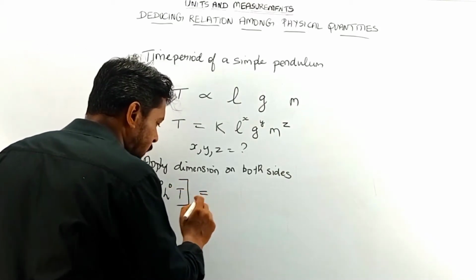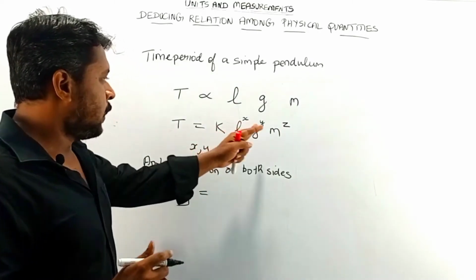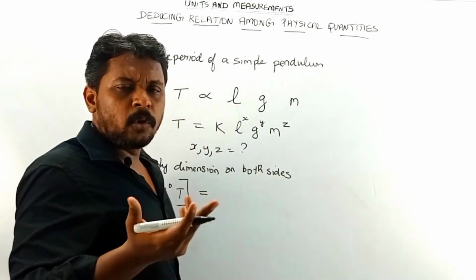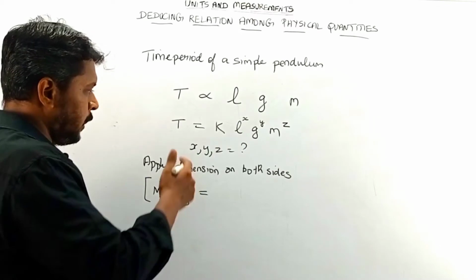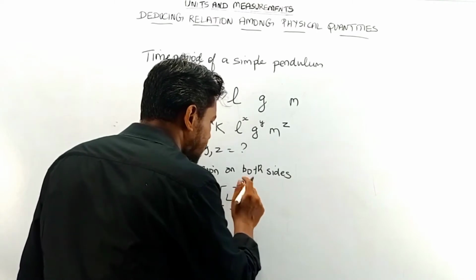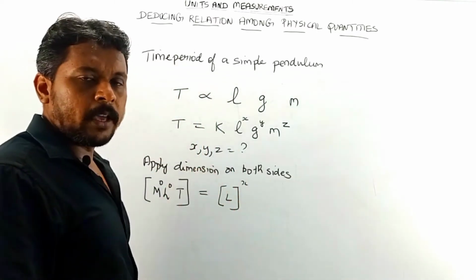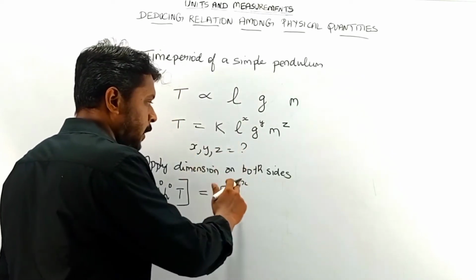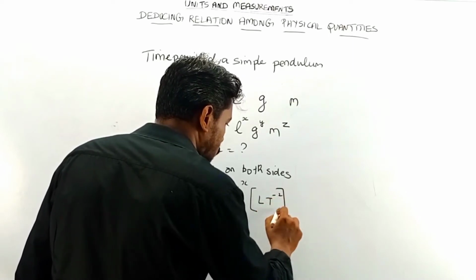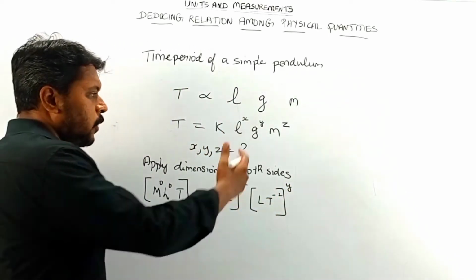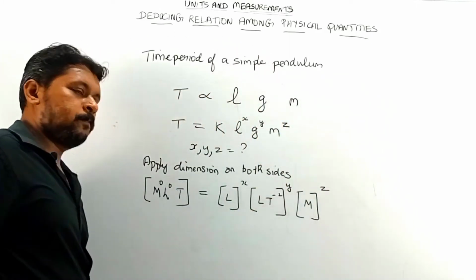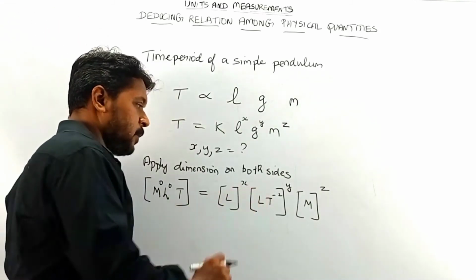I will tell the reason after some time. In the right hand side, for the constant, we don't have any dimension, so we leave it. For the length, the dimension is L. On the right hand side, just write what terms are available. So the dimension of L is capital L to the power x. For g, you know that acceleration due to gravity is LT to the power minus 2, to the power y. For the mass, you can write capital M to the power z. This is the way of representing with the dimensions.